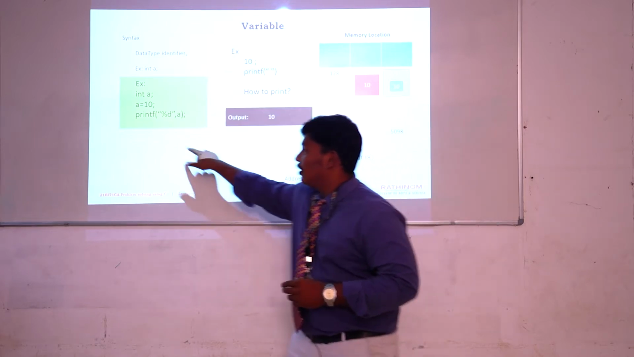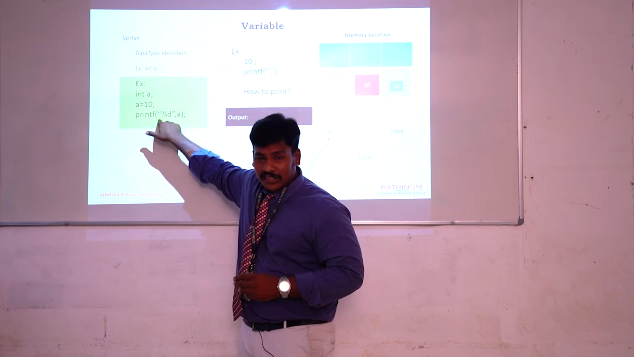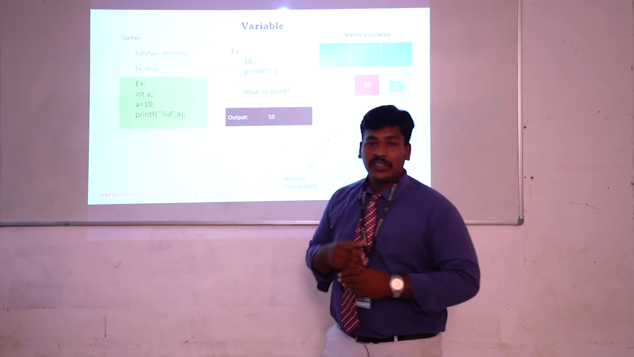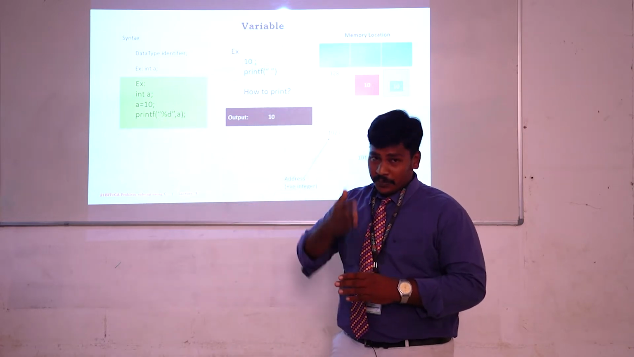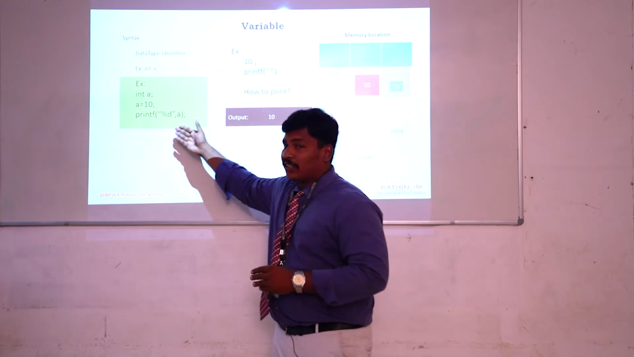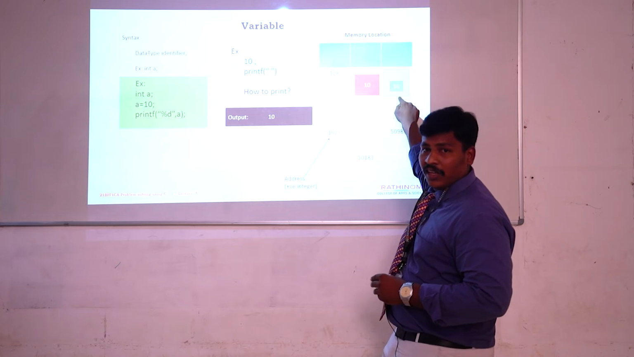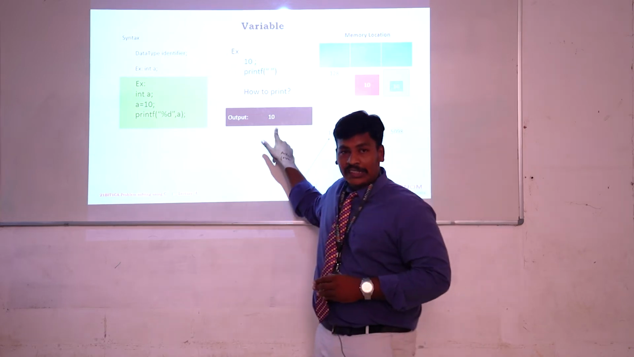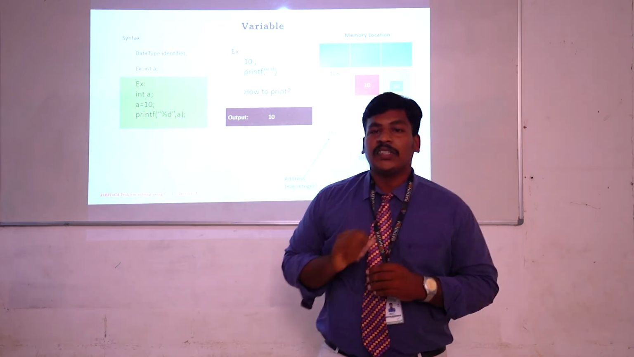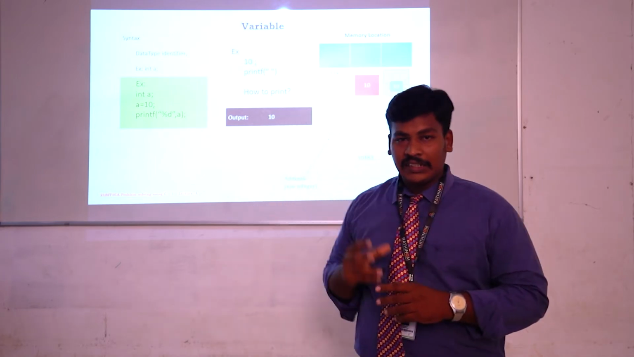Then next, this is a printf statement. This is a format specifier. For an integer, we use the percentage %d. So the %d prints A. The container value in A is 10, so the output is 10. This is simply called how a variable works in the compiler.